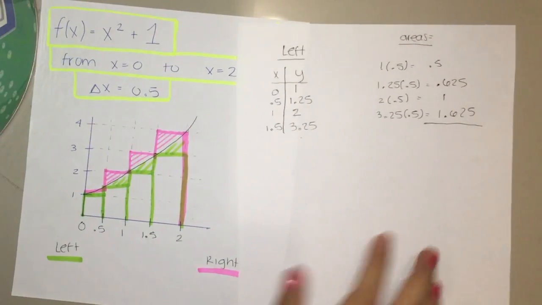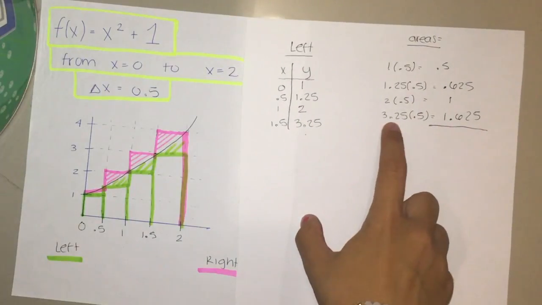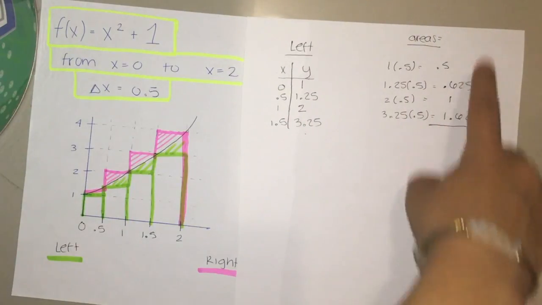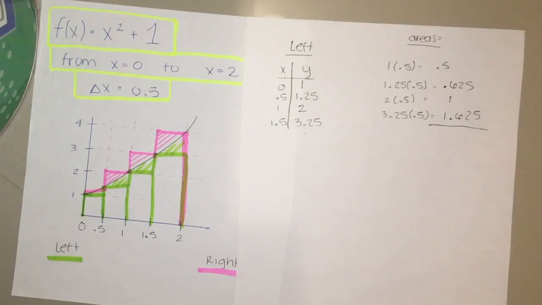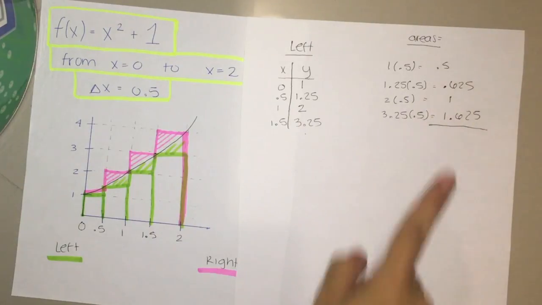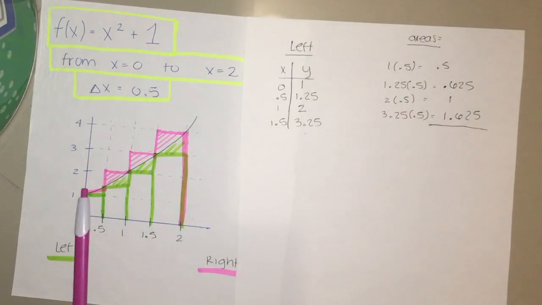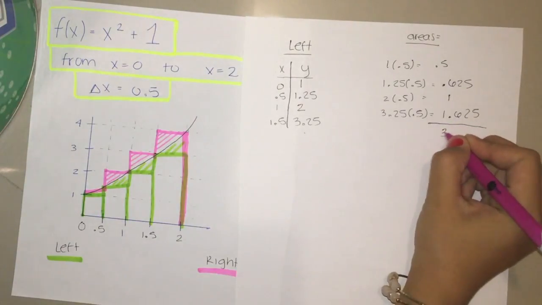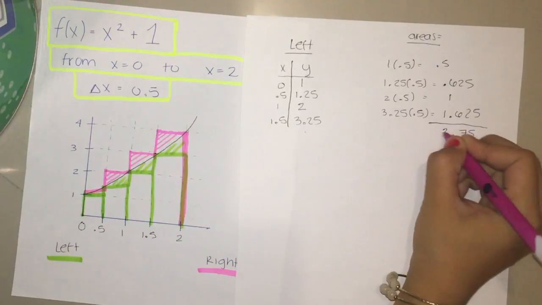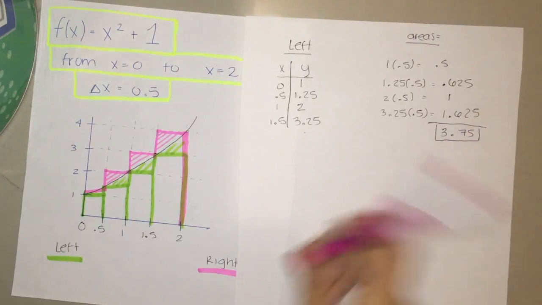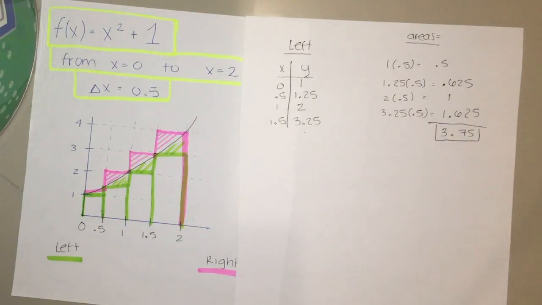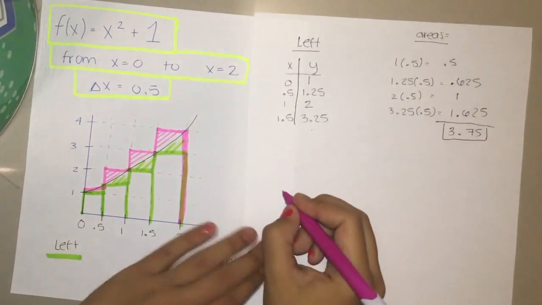After you multiplied the y values times the delta x, you're gonna get an answer, and then you're gonna add up the values you got for each area of each rectangle. In this case, the sum of these numbers is 3.75, and this is the area for the left hand. Now you're gonna do the same with the right hand.